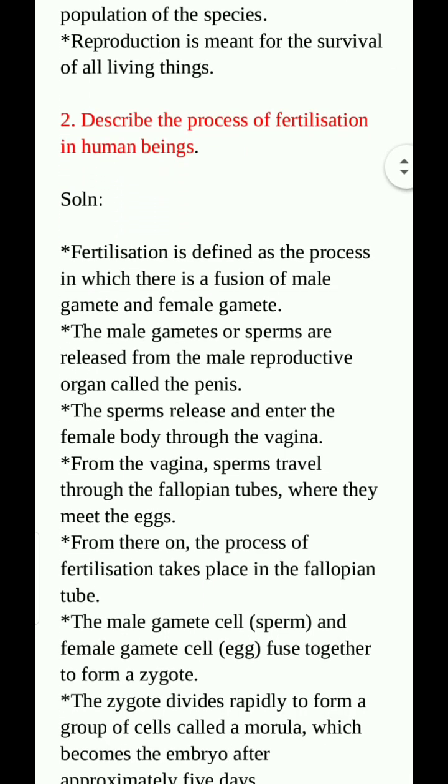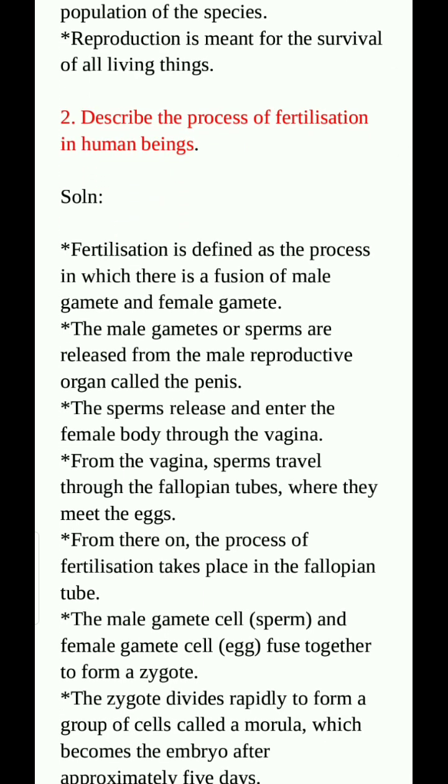Question number 2. Describe the process of fertilization in human beings. Answer. Fertilization is defined as the process in which there is a fusion of a male gamete and a female gamete. The male gametes or sperms are released from the male reproductive organ called the penis. The sperm enter the female body through the vagina. From the vagina, sperms travel through the fallopian tubes where they meet the eggs. From there on, the process of fertilization takes place in the fallopian tube. The male gamete cell, sperm, and the female gamete cell, egg, fuse together to form a zygote.